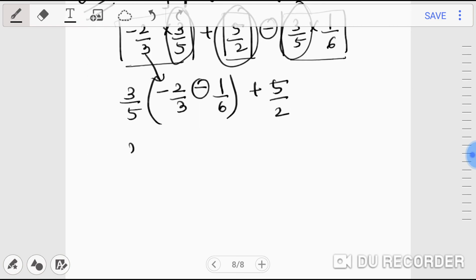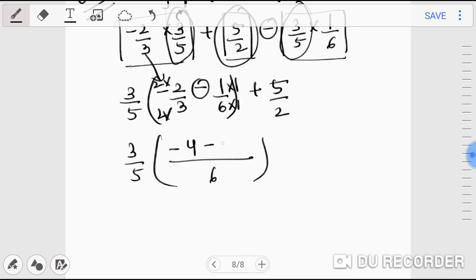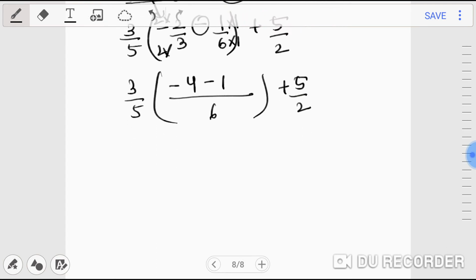Now you have to first solve the bracket. And you know very well, if you have different denominators, you have to take the LCM. Once you take the LCM, you have to multiply by 2 on both sides, and it will be minus 4 minus 1. If you have 3 upon 5, here minus 4 minus 1 will be minus 5 upon 6 plus 5 upon 2.